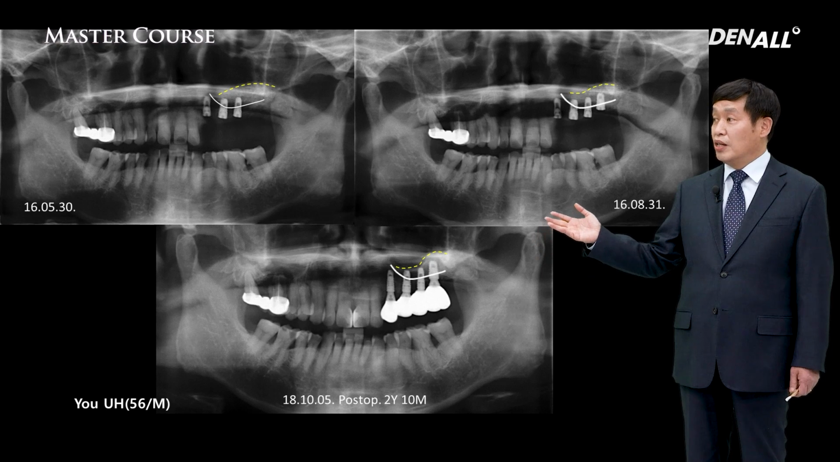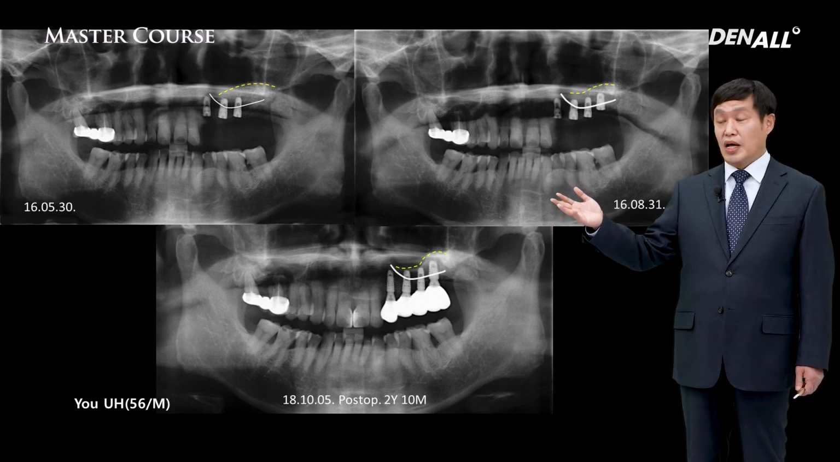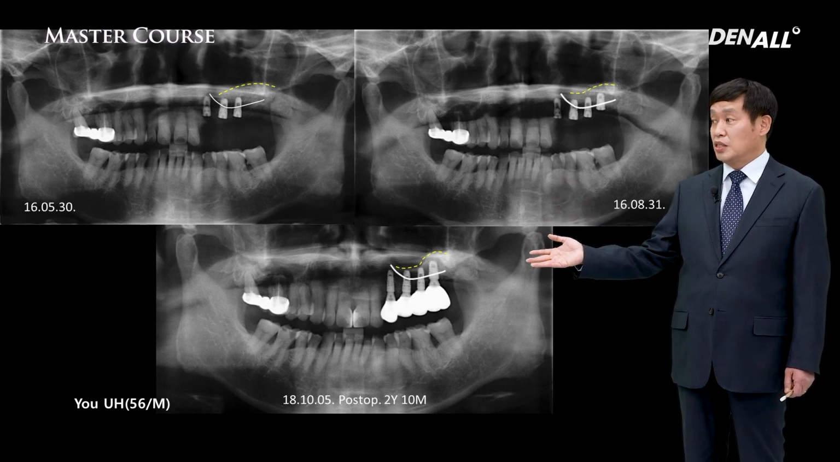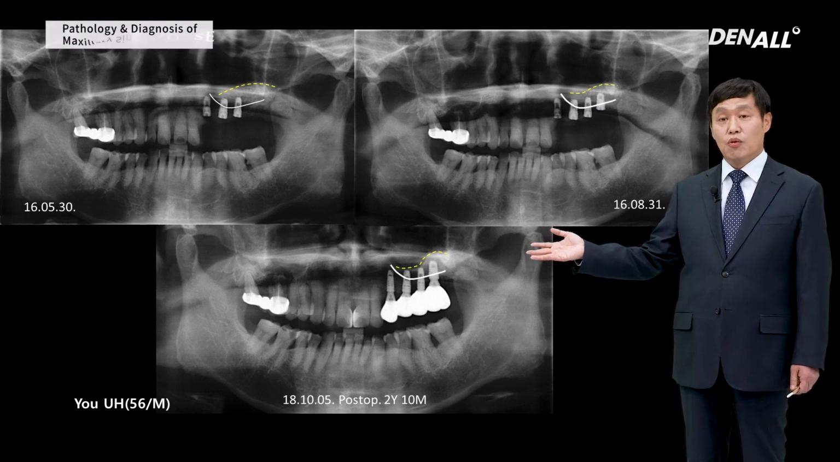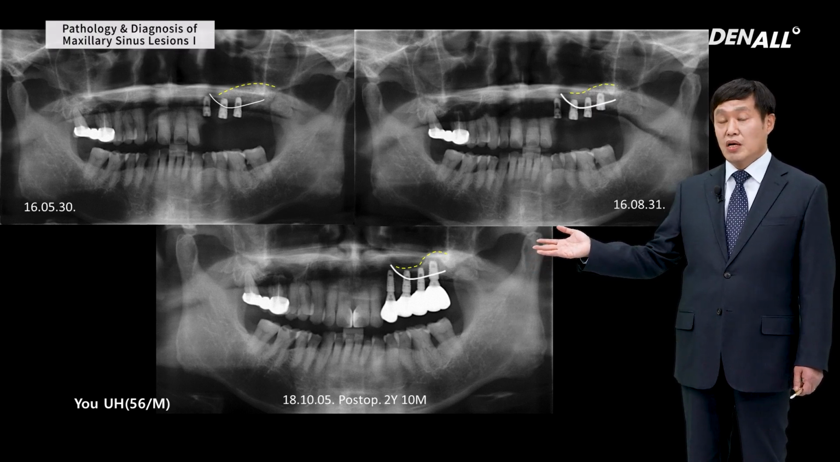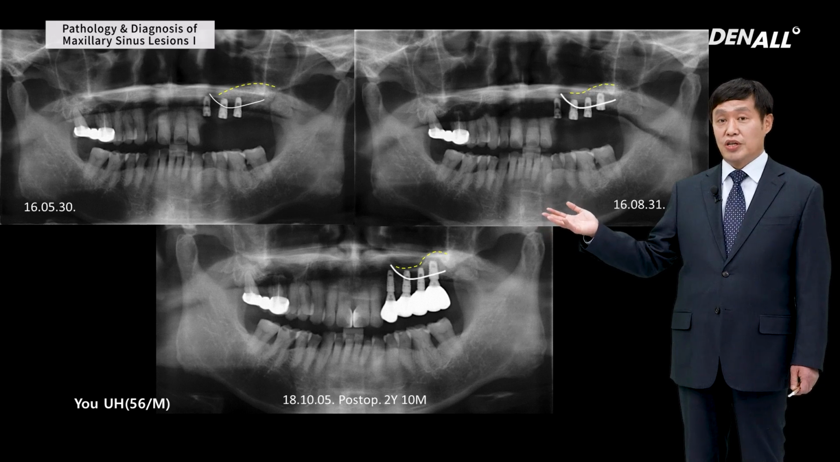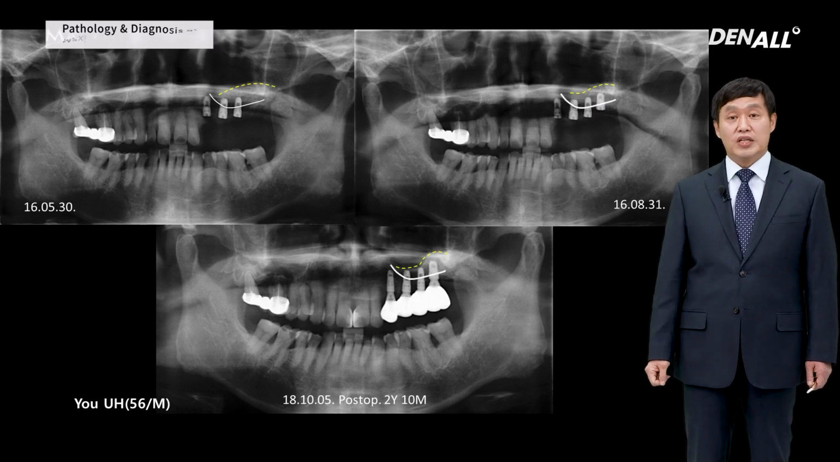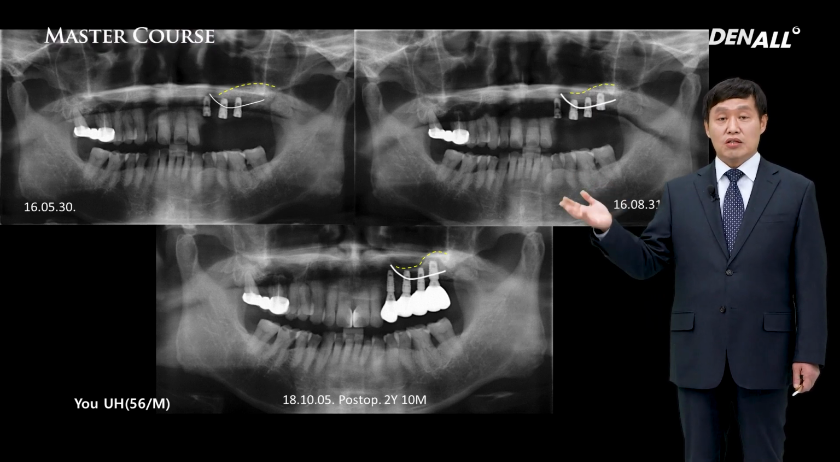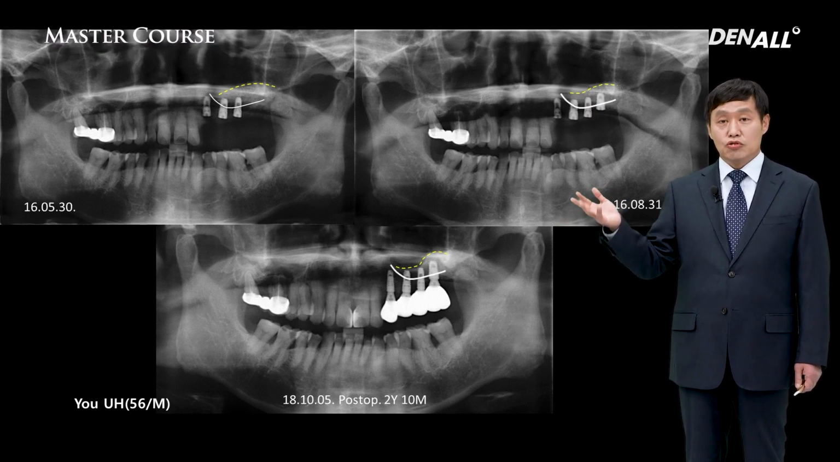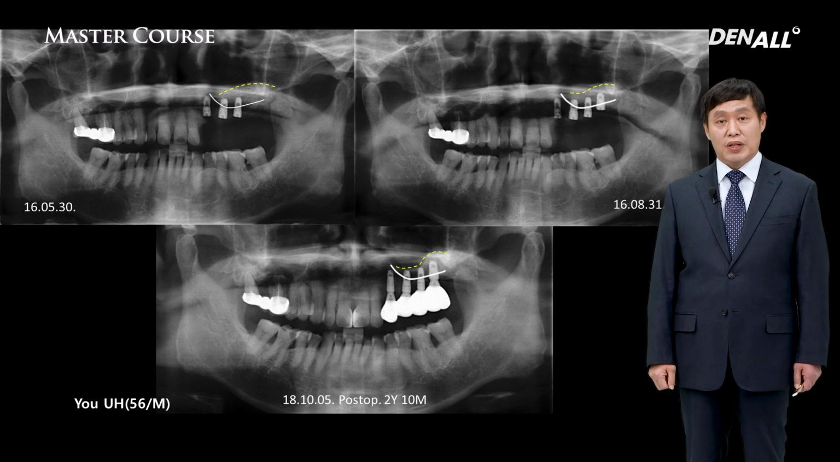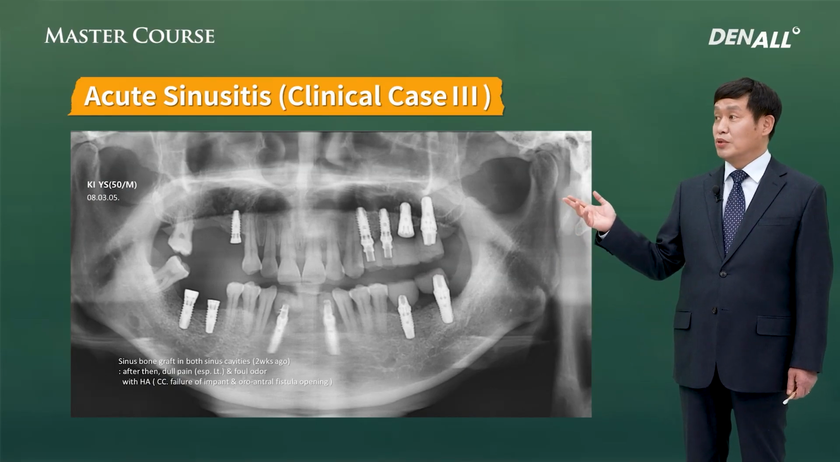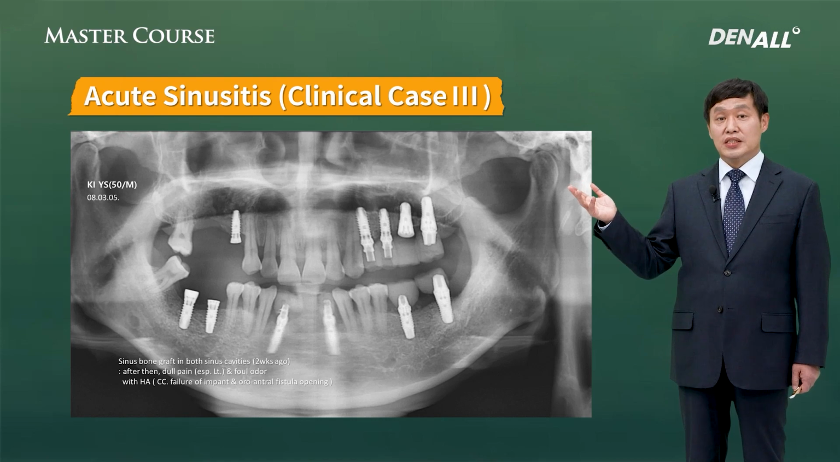If you look at this patient, May 2016, at the bottom is 2018, 2 years and 10 months since surgery. The graft material, due to infection, had less bone formation. However, medication solved all issues related to acute sinusitis, and this was resolved without having to remove the bone graft. Let me show you the next case. This is the third case.